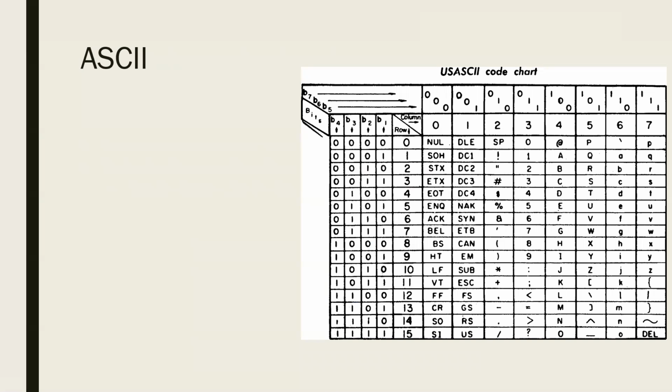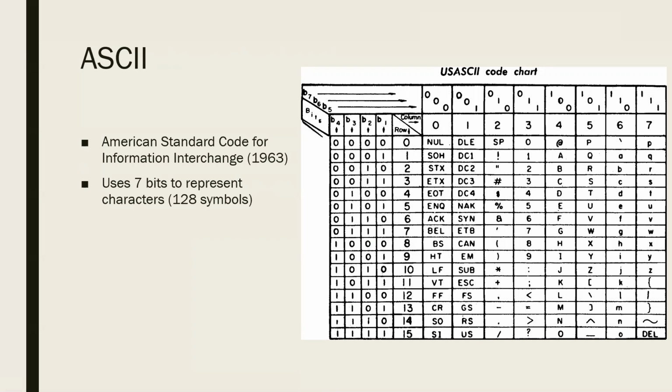The first major code for representing letters electronically in a computer system was called ASCII, which is an acronym for the American Standard Code for Information Interchange. It was developed in 1963, and it uses 7 bits to represent characters. So 7 binary digits can represent 2 to the 7th possible symbols, which is 128 symbols. That's more than enough for capital and lowercase letters and punctuation symbols as well.